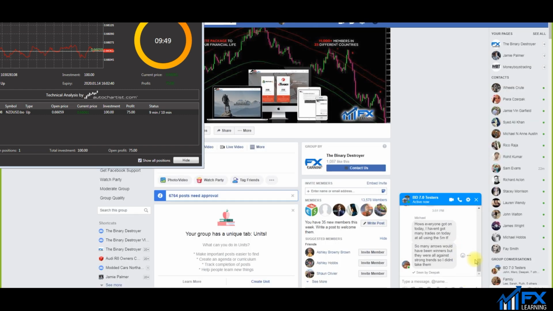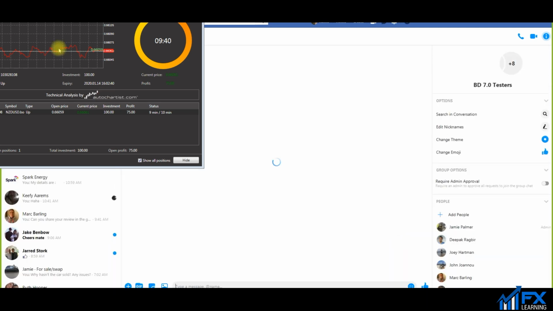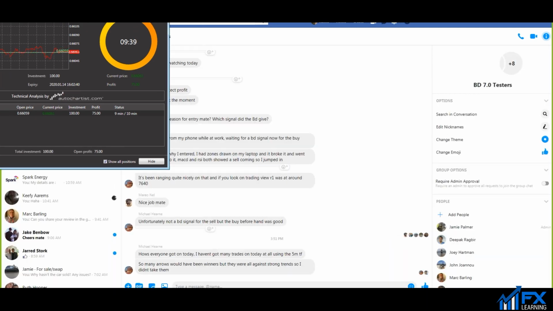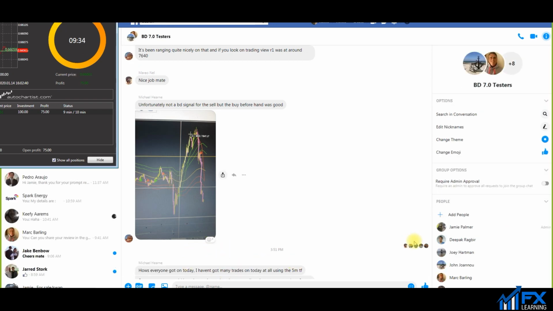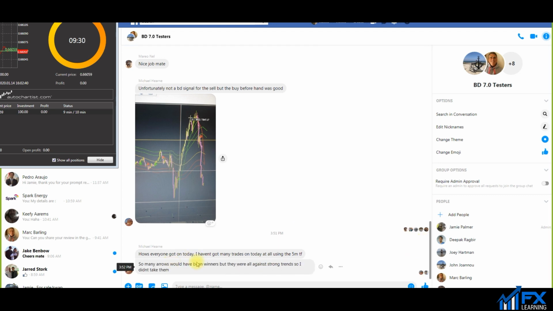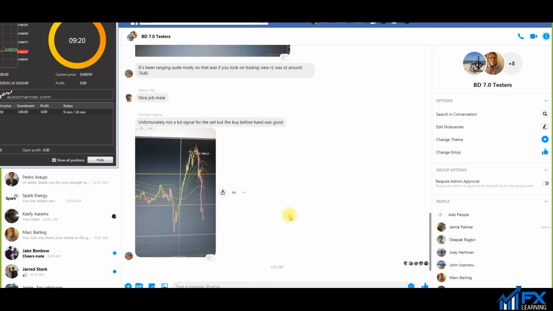Okay, so what's been going on in the testers group today? How's everyone got on today? Let me just read that. This is the testers group, so you're going to see how well the testers group has been today. I haven't got many trades on today at all. We're using the 5-minute time frame. Many arrows would have been winners, but they were all against a strong trend, so I didn't take them.